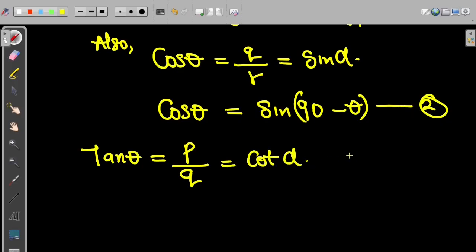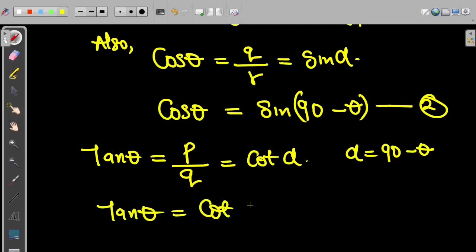But we have said that alpha should be equal to 90 minus theta. So therefore, we have that tan theta is equal to cot of 90 minus theta. Let's call this equation 3. Now, with equations 1, 2, and 3, we are able to provide the solution to questions on complementary angles.